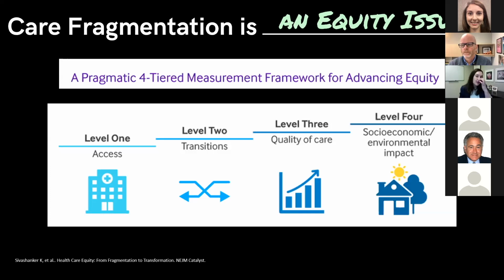So on this framework, fragmented care impacts level 1, access to care, level 2, transitions of care, and level 3, quality of care. And I also think if we consider care fragmentation as both a symptom and a cause of health disparities, it can help us come up with creative solutions, which we're going to talk about next.